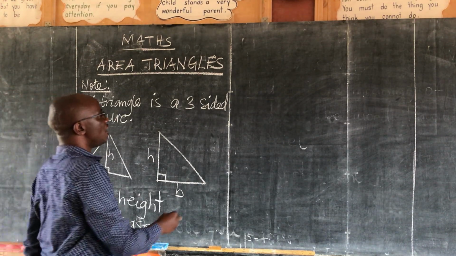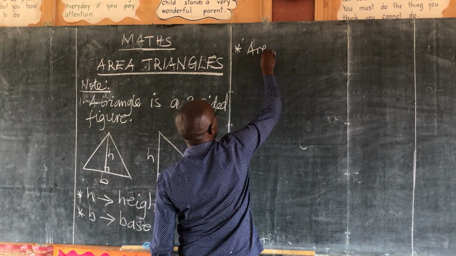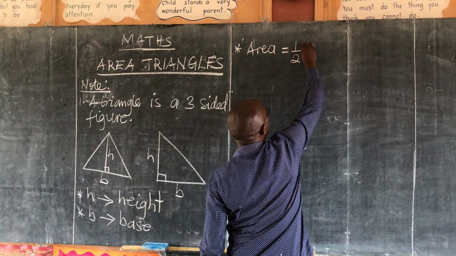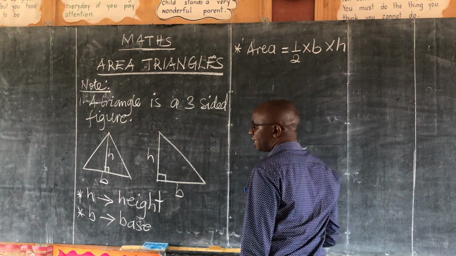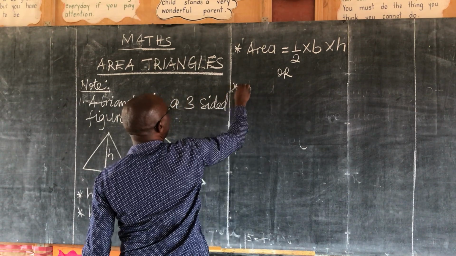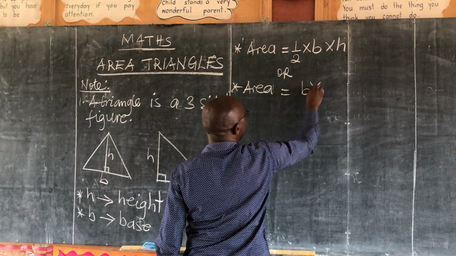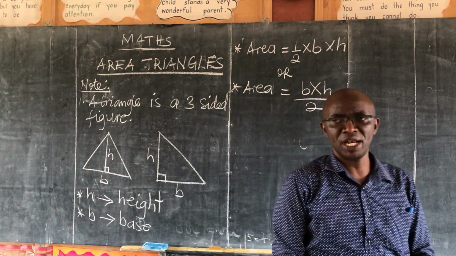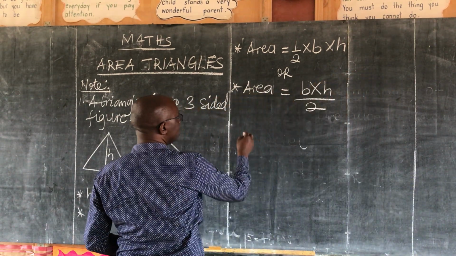And the area of a triangle is equal to a half times the base times the height. That can be the formula, or some people can say area is equal to base times height out of 2. So you can use any of the two formulae to work out the area of a triangle. So we go to the examples.